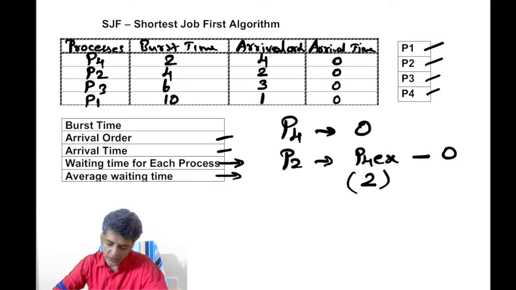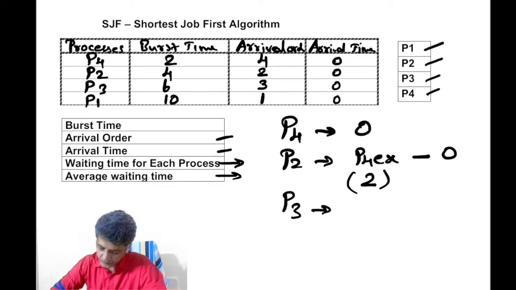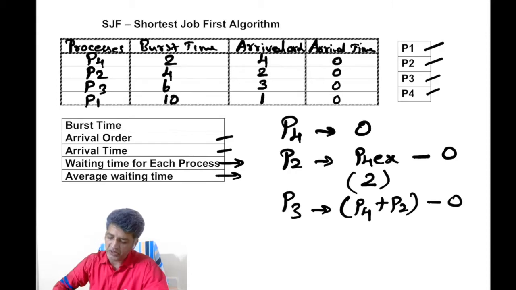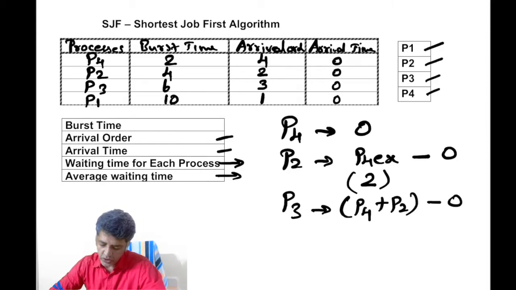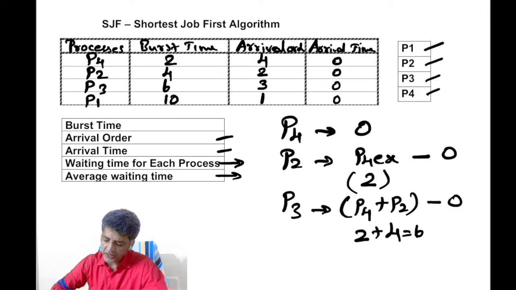Now this is how we need to calculate the waiting time for process 3. Here, P4's execution time plus P2's execution time minus arrival time of P3. So P4's execution time is 2, then P2's execution time is 4, right? So the total is 6, right? 6 is the waiting time for P3.